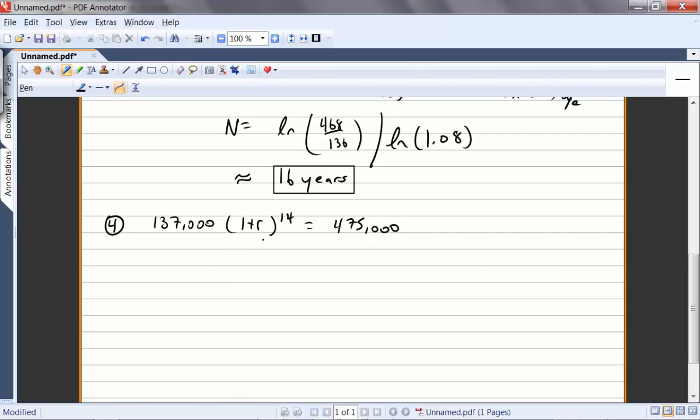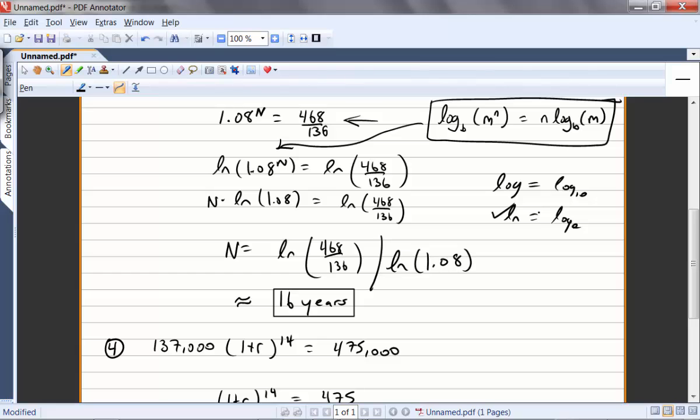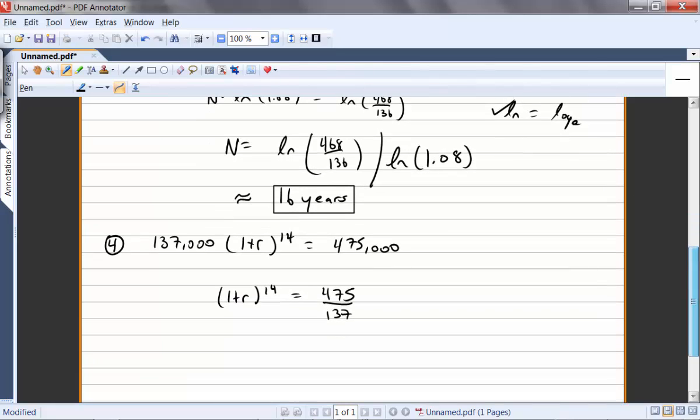So let's isolate r. First, let's isolate (1 + r) to the power of 14. That's the first step at isolating r. So divide both sides by 137,000. Now how do we get r by itself? Now we're going to use this property up here of logarithms. And we're going to use the natural logarithm here. Take the natural logarithm of both sides.